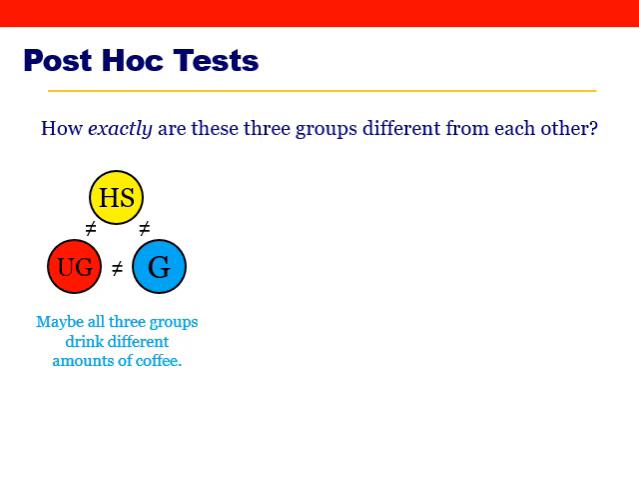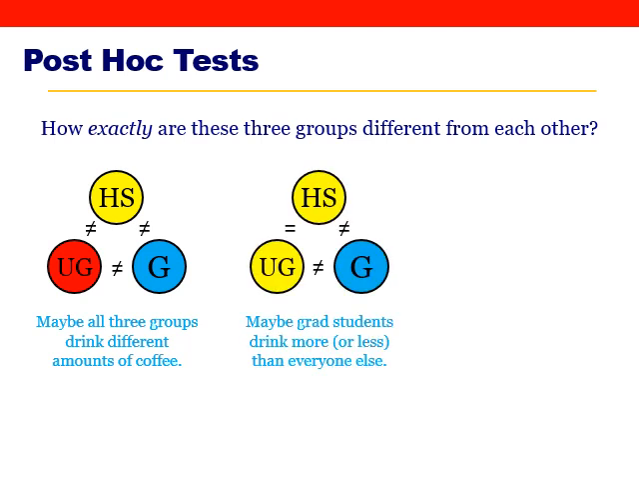Maybe we compare all three groups of students and our post hoc tests tell us that all three groups are different from each other. High schoolers and undergrads are different, high schoolers and grad students are different, and undergrads and grad students are also different. A second possibility is that one of these groups is different from both of the other two. For example, maybe grad students drink more coffee than high schoolers and more coffee than undergrads, but high schoolers and undergrads drink the same amount of coffee as each other.